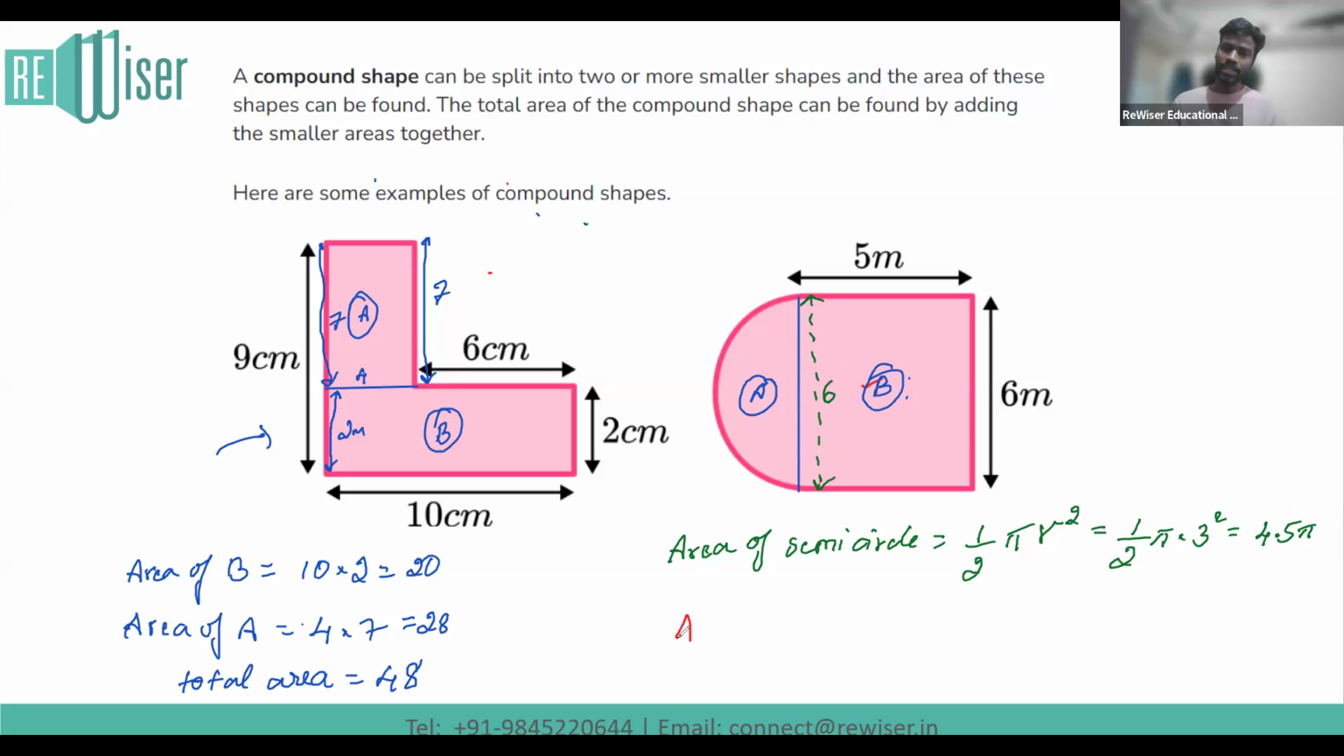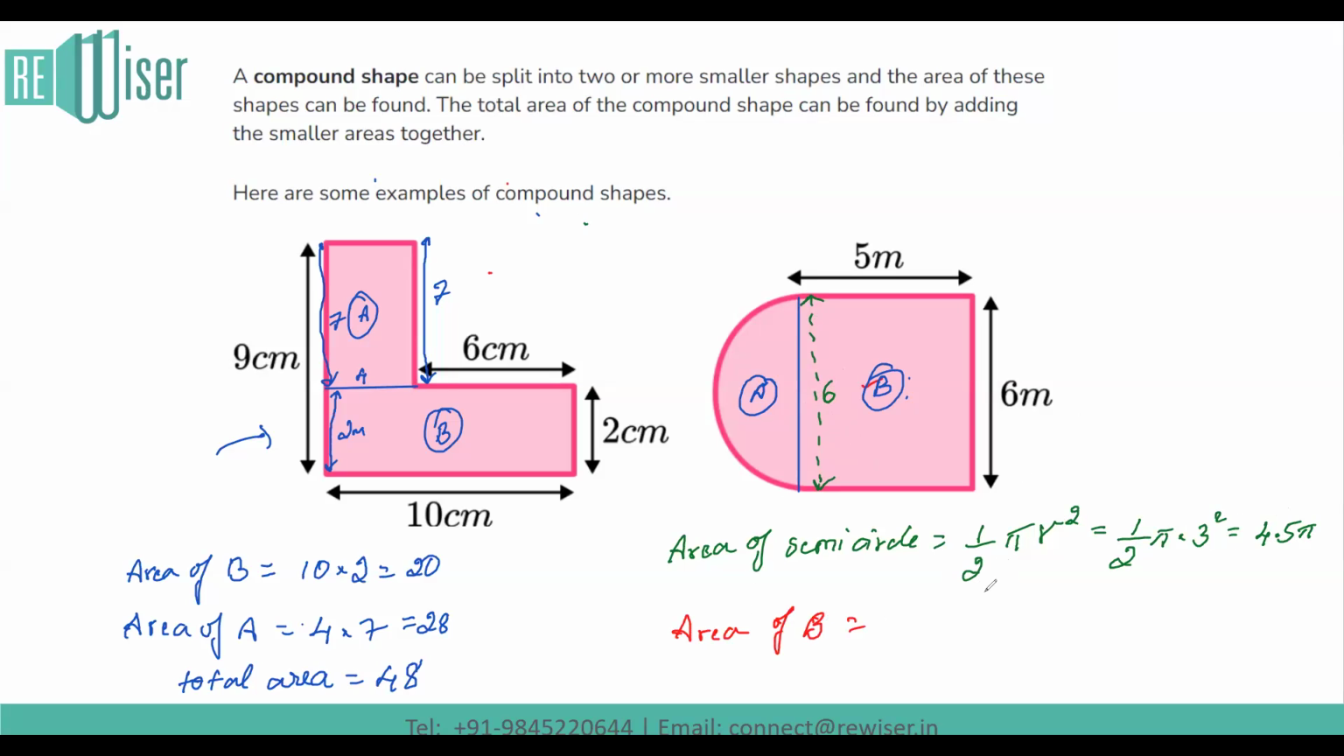Then what will be the area of shape B? Side into side. 5 times 6, right? Yeah. So this is how we do these compound shapes. Can you quickly make a note on these things?